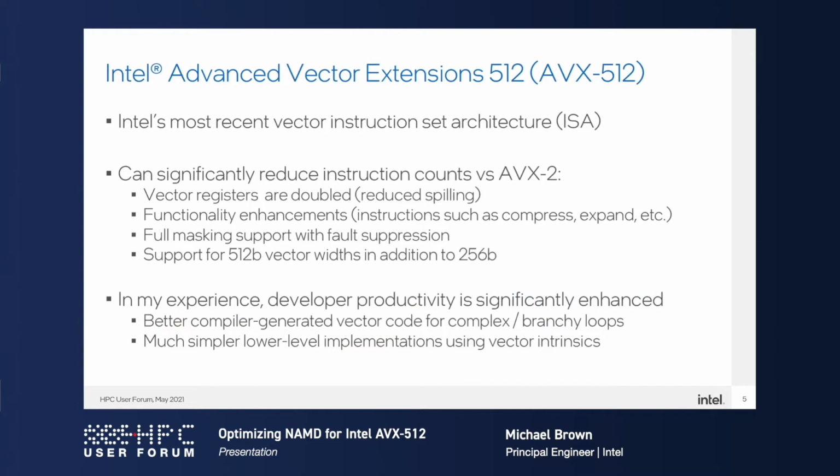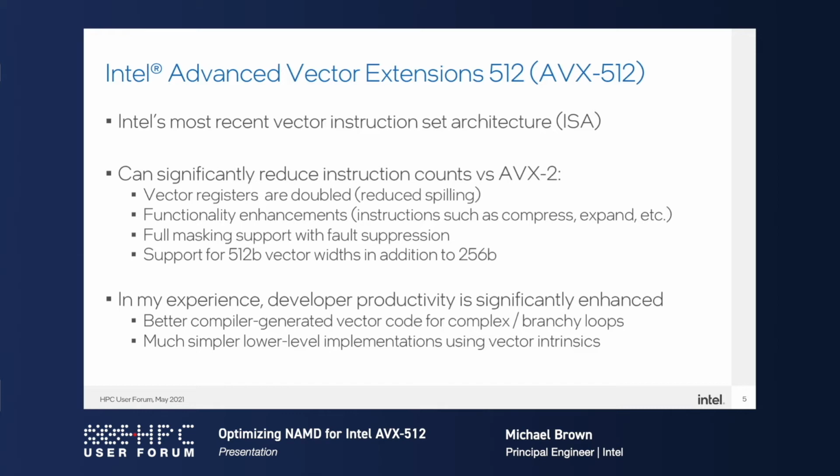As far as vectorization, Intel's latest vector instruction set architecture, or ISA, is called Intel Advanced Vector Extensions 512, or AVX 512. AVX 512 can significantly reduce instruction counts versus AVX 2. For example, vector registers are doubled, and this can reduce spilling. The ISA includes functionality enhancements with new instructions such as compress and expand, for example. There is full masking support with fault suppression. And finally, there's support for 512-bit vector widths in addition to 256-bit.